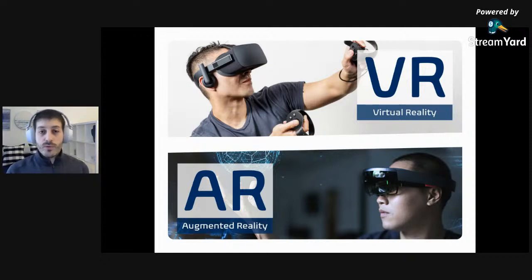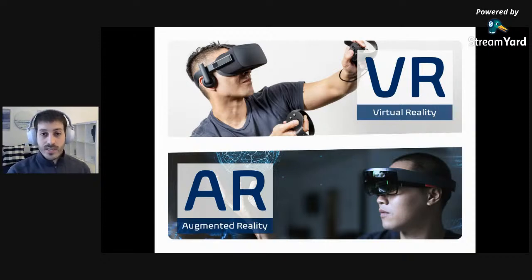You're controlling the world through your hands or some controllers, as opposed to augmented reality, or AR, in which you still see the real world, but that world is being overlaid with computer-generated imagery, and you're looking at the world through some optical see-through, like a headset or glasses, or a camera see-through, like a phone or a tablet.